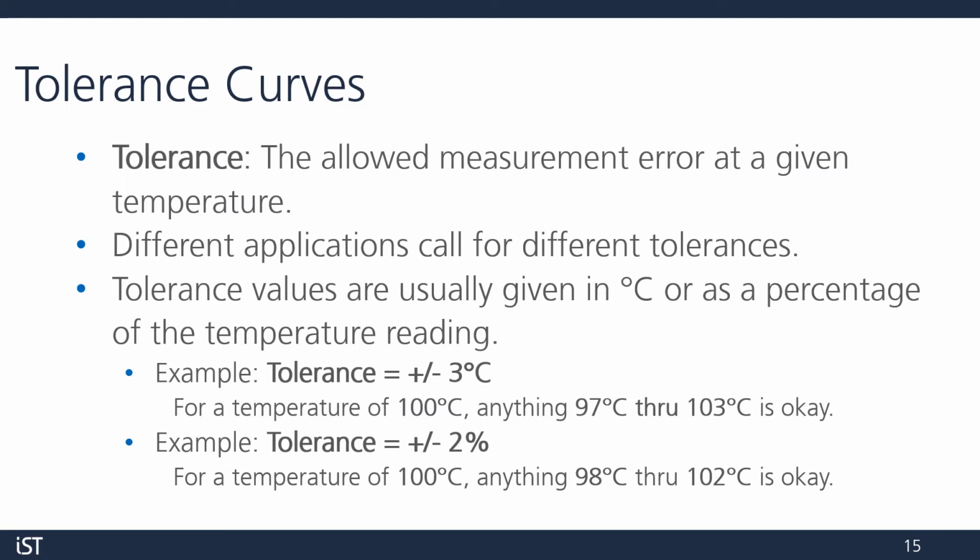For example, let's say the tolerance is plus or minus 3 degrees Celsius. For a temperature of 100 degrees C, anything from 97 degrees to 103 degrees C is acceptable. Now let's say the tolerance is plus or minus 2%. For a temperature of 100 degrees C, anything between 98 degrees and 102 degrees C is okay.